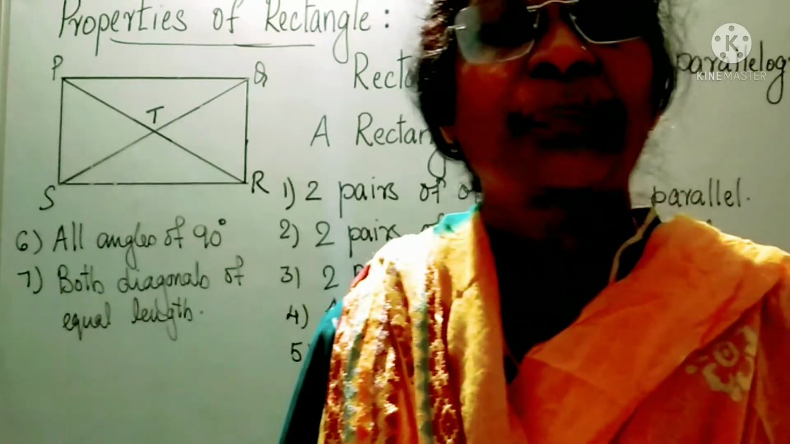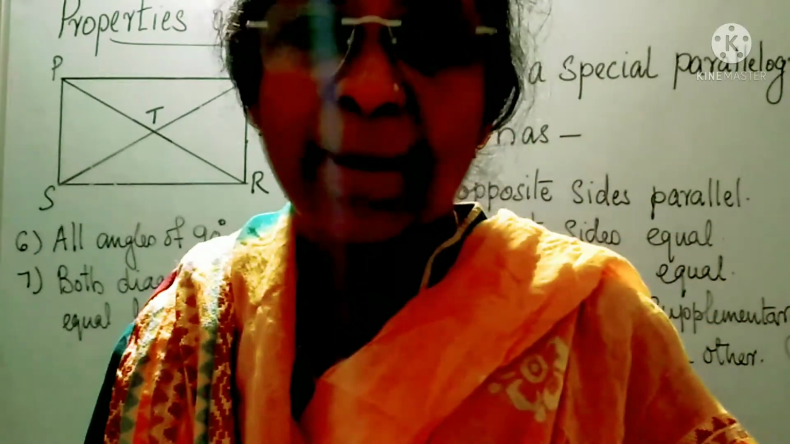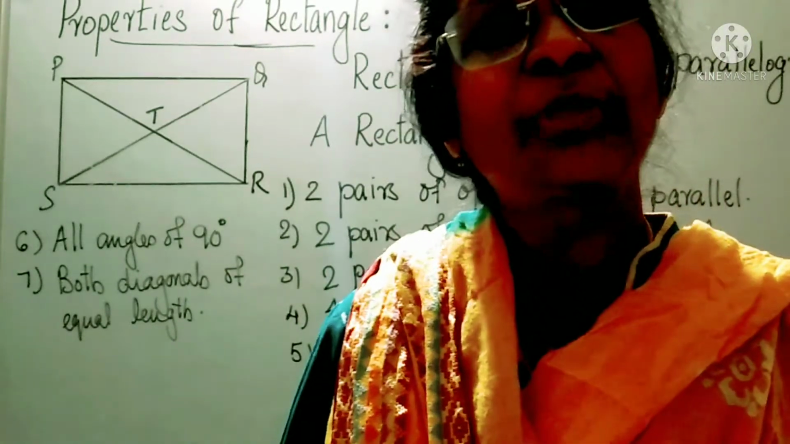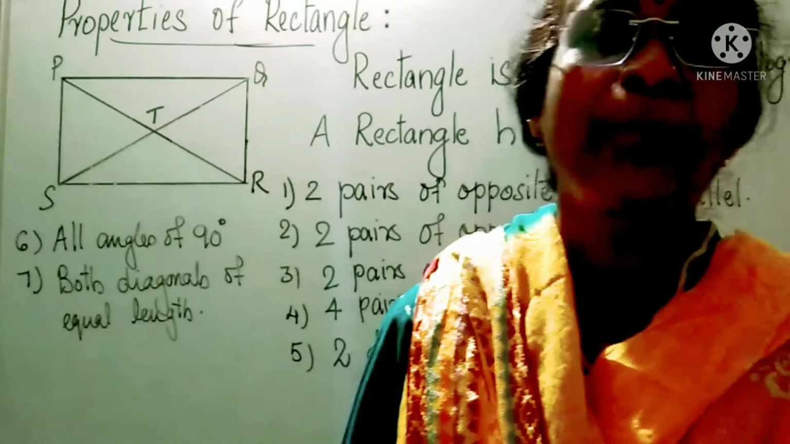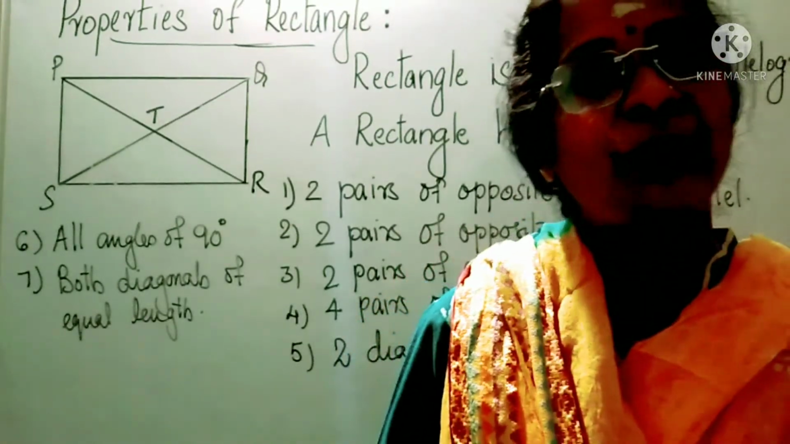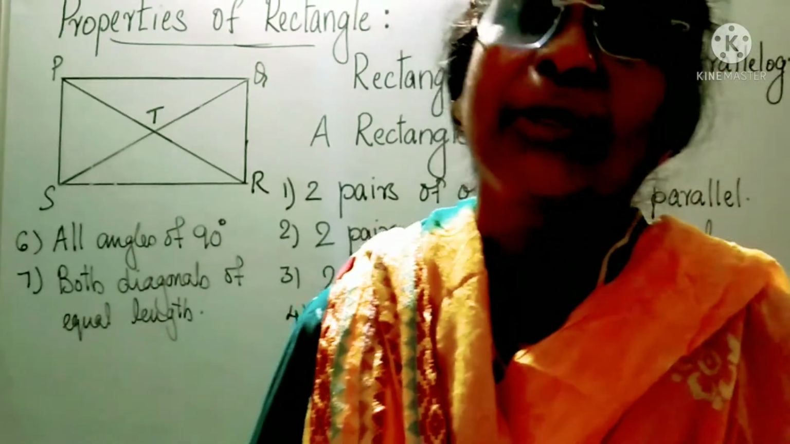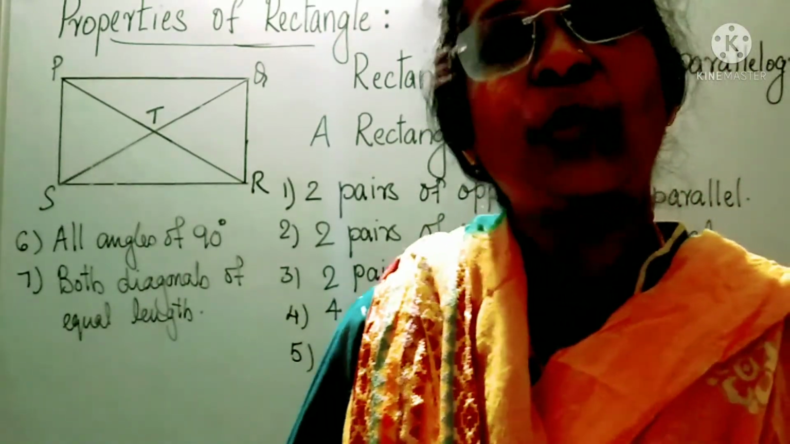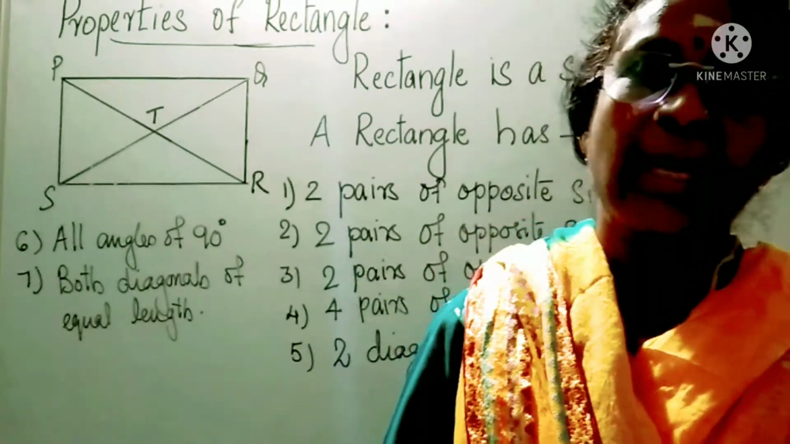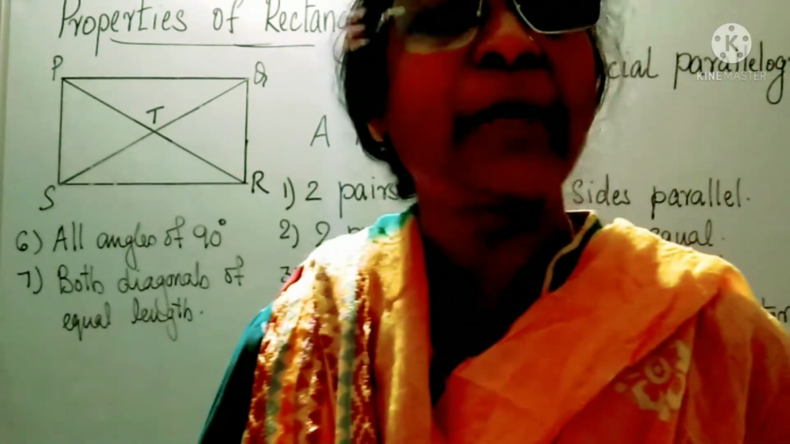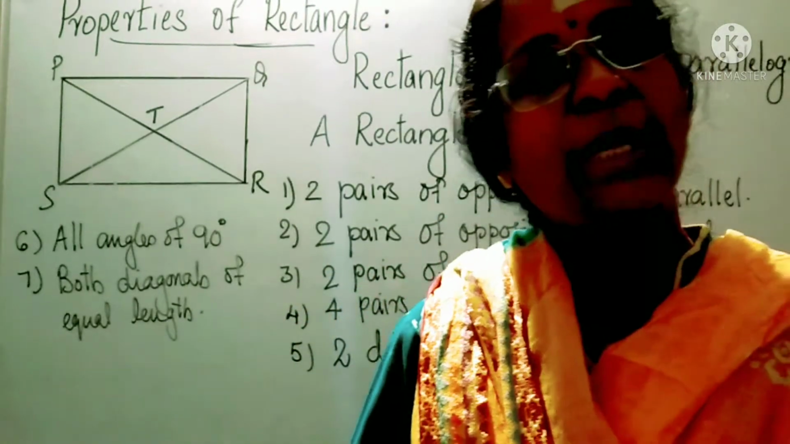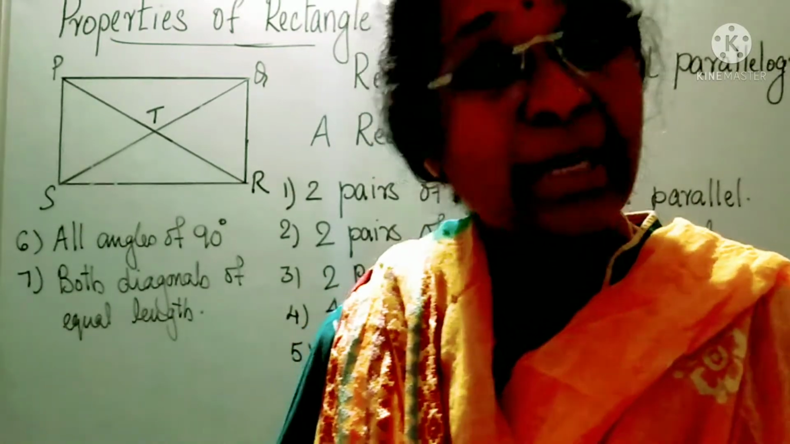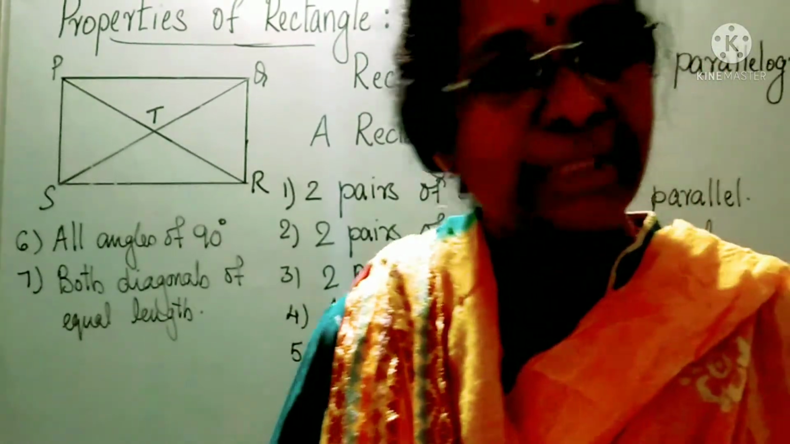Hello dear students. Yesterday we learned about parallelogram and its properties. Today we are going to learn about a special type of parallelogram which is called rectangle. You have already learned about rectangle in lower classes. Today we will learn some more properties of rectangles. Let us see some of the general properties which a parallelogram already has, and why a rectangle is called a parallelogram. We are going to check that.